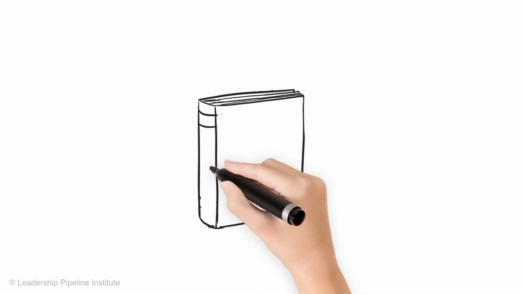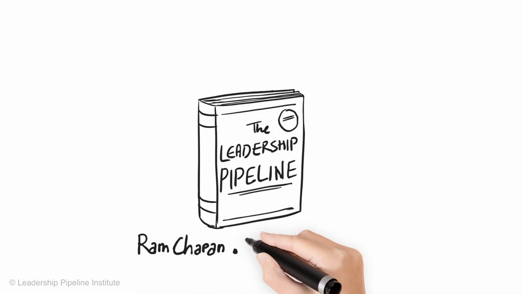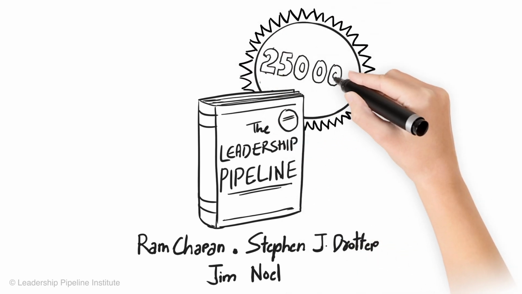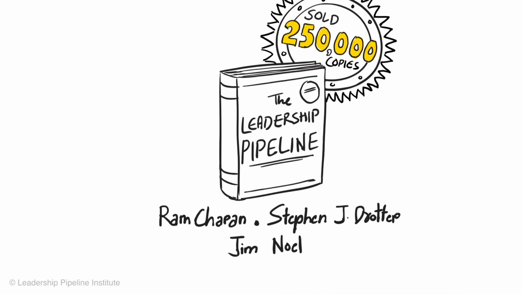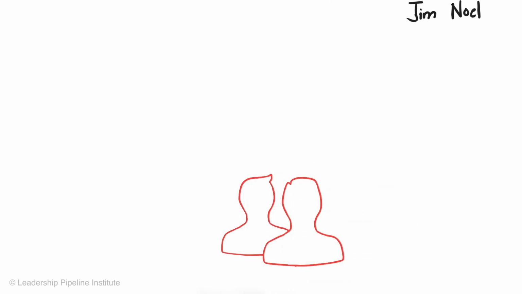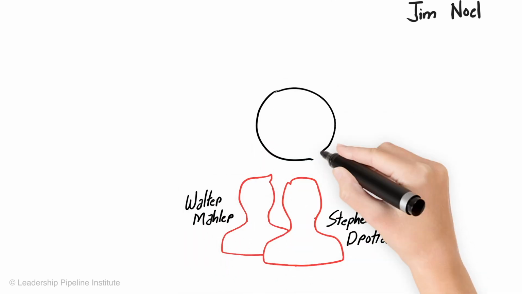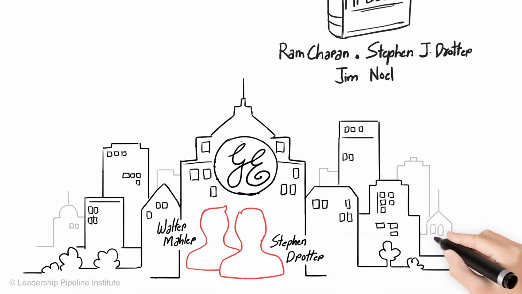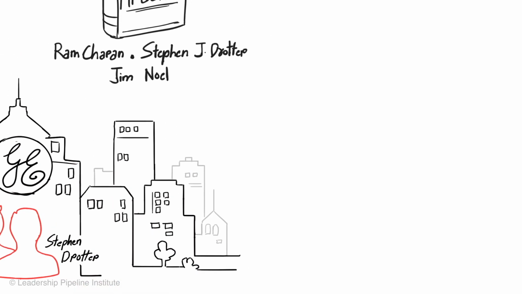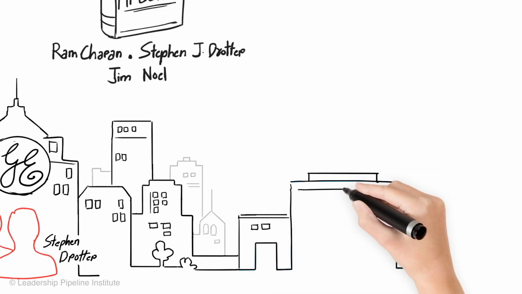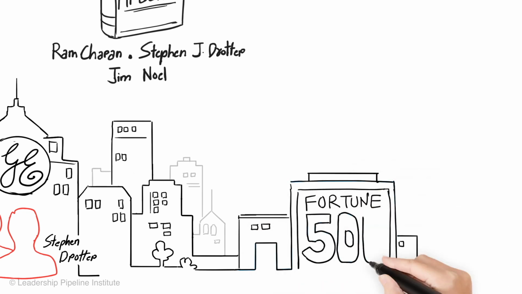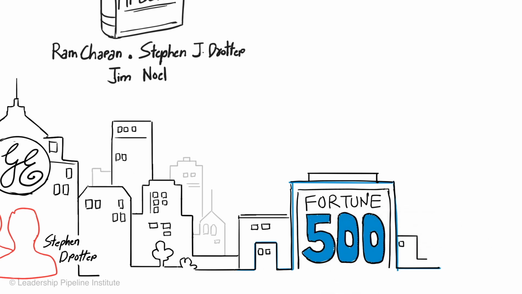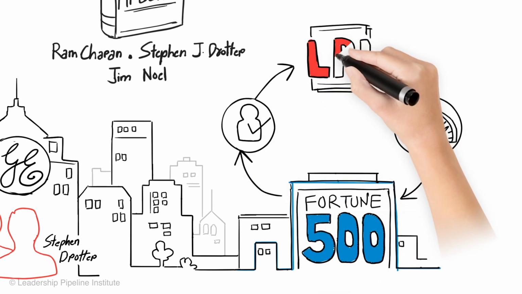The Leadership Pipeline book by Ram Charan, Stephen Drotter, and Jim Knoll has sold more than 250,000 copies around the world to date. It is based on work originally done by Walter Mahler and Stephen Drotter at General Electric, and later expanded to and tested in more than 80 companies. Today, a significant number of Fortune 500 companies have successfully implemented the Leadership Pipeline Transition Principles as their main platform for selecting and growing leaders at all levels.